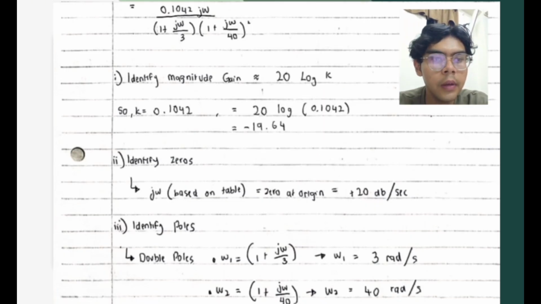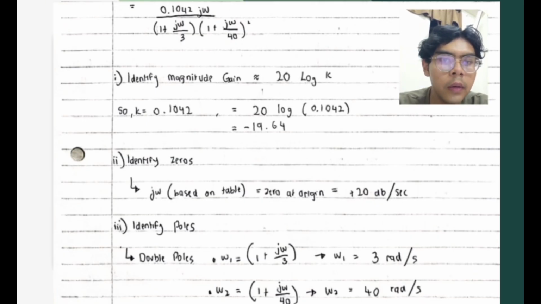And after that, we can identify the poles, which is a double pole. Pole 1 is 1 plus jw over 3, and pole 2 is 1 plus jw over 40. So we just take out the poles, where pole 1 is 3 radian per second and pole 2 is 40 radian per second.